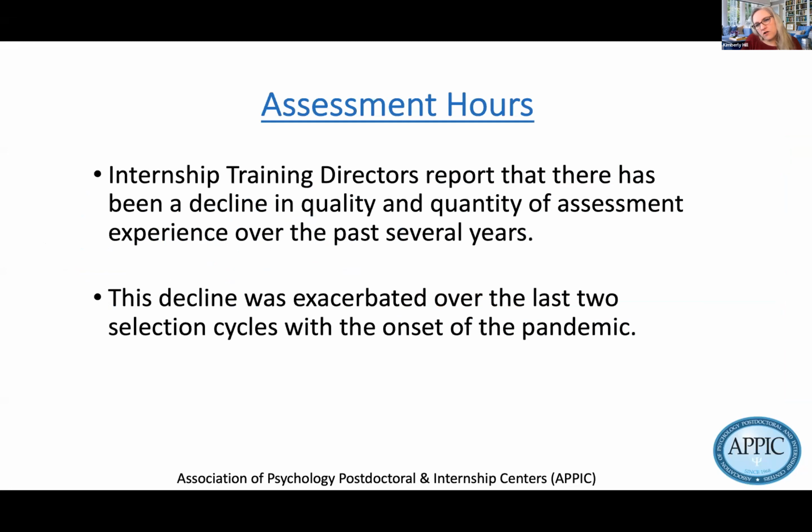So I know all of you are aware of how, not for every doctoral program, but for a lot of doctoral programs, really establishing great practica that have robust assessment training, it's not the easiest thing to track down, and internship training directors are really noticing it. So they're talking about how they've really noticed a decline year to year in both the quality and quantity of assessment experience over the years.